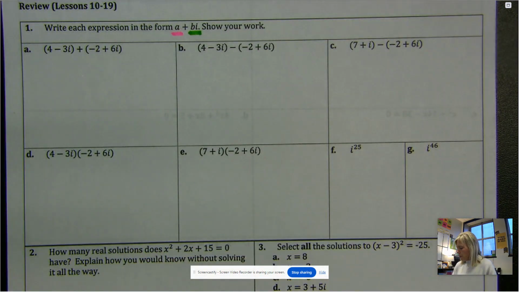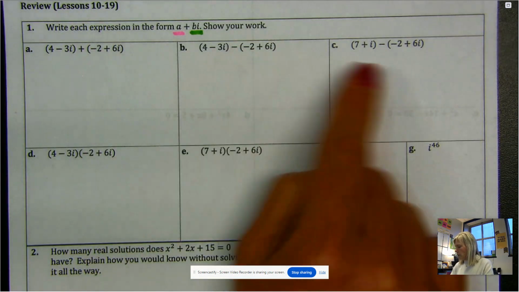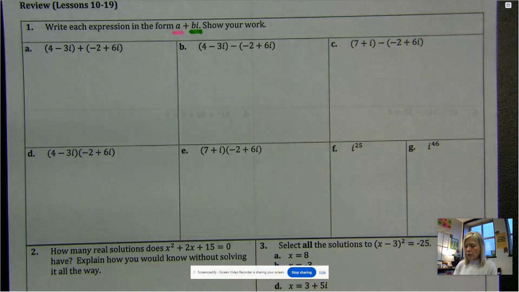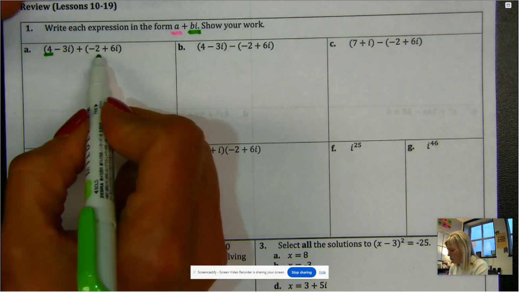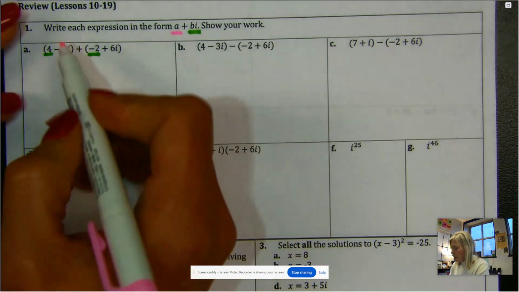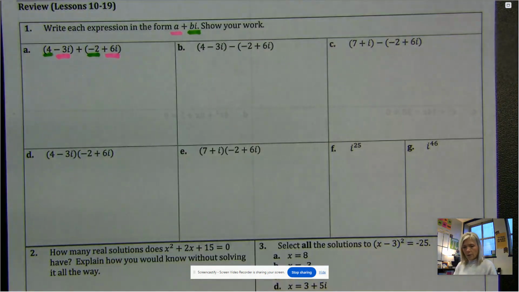So in the first couple problems, we're going to be adding and subtracting these complex numbers. To do that, it's just a matter of combining the like terms. So on A, we've got like terms 4 and negative 2. Those are both real numbers. And then negative 3i and 6i. Those are both imaginary numbers. So we're just going to combine them.